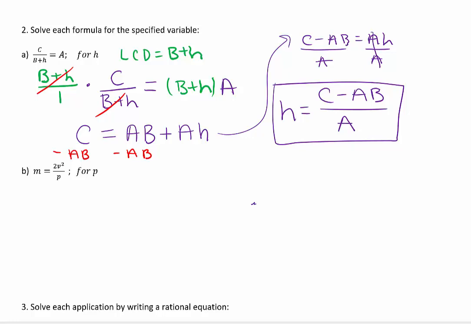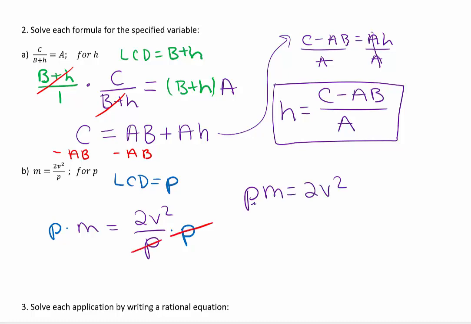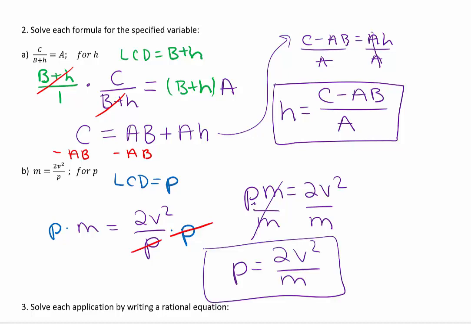All right, let's do one more example that's similar. In example 2b, the LCD is p. So I'm going to multiply both sides of the equation by p. That gives me p times m equals 2v squared. The p's canceled on the right-hand side. Finally, to solve for p, we divide both sides by m. And there's our solution, p equals 2v squared divided by m.